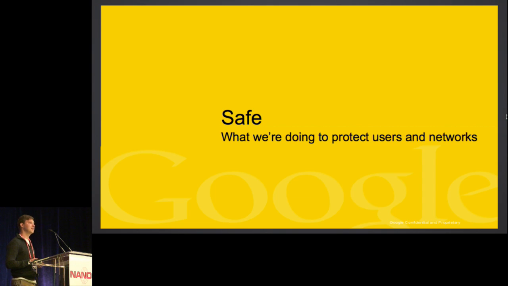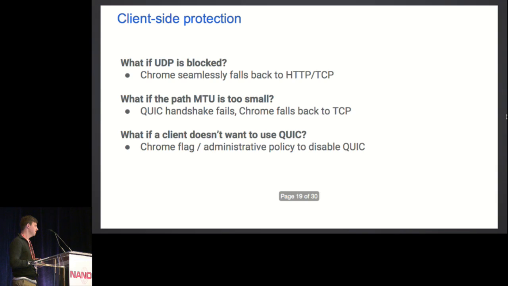So what are we doing to protect users and your networks? On the client side, if UDP is blocked, we just fall back. It's just like IPv6, happy eyeballs sort of race. And the user is never the wiser. If the path MTU is too small, because we currently use around a 1350 byte packet, then the handshake will fail. And again, the user will be none the wiser.